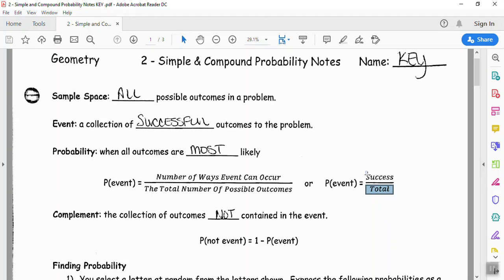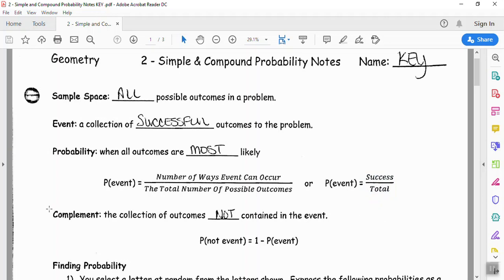But our successes, we said that we only want red cards, and there's 26 red cards. So 26 goes on the numerator. And when we take 26 and we divide by 52, that will give us 1 divided by 2, or 50%, or 0.5. Okay?